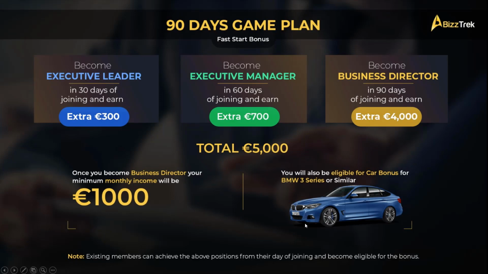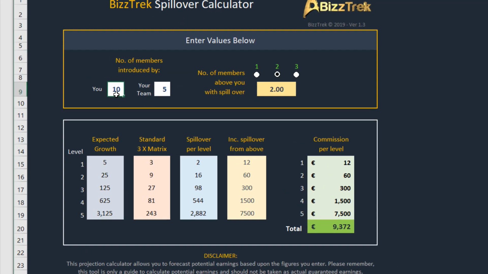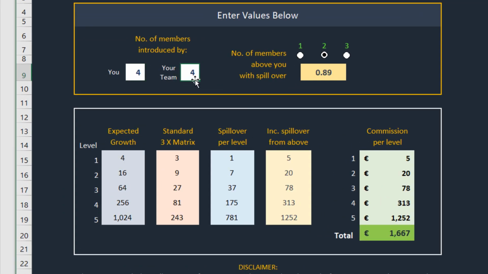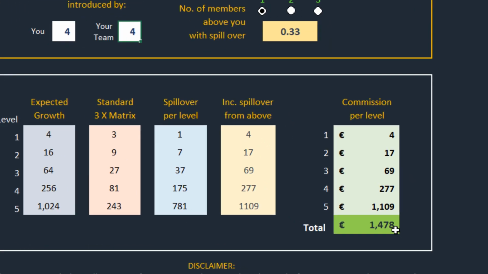And to get there, all you need to do is just introduce 4 people yourself, get your team to do 4, and you've already done it. You've got €1,478 a month coming in, so you've achieved Business Director. You'll get the car, you'll get the €5,000 cash bonus, all within 90 days.